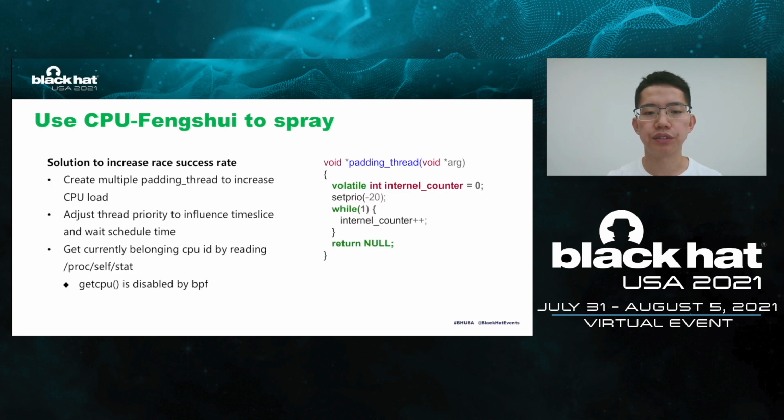Based on these two factors, we found some key methods of CPU feng shui. The first one is creating multiple petty threads to increase CPU load. A petty thread does nothing but make the CPU very busy. The second one is to adjust thread priority to influence thread time slice and wait schedule time. The last trick is to get the currently belonging CPU by reading from the proc stat file rather than using getcpu. This is also helpful for us to do heap feng shui.